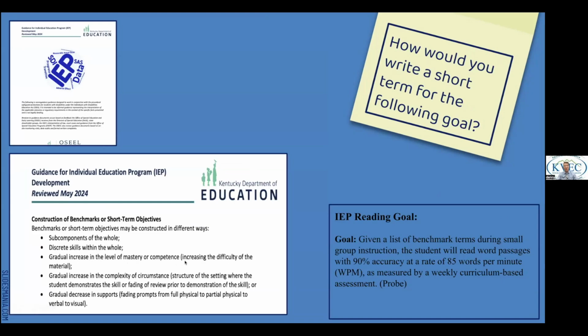And going back to subcomponents of the whole, discrete skills within the whole, gradual increase in the level of mastery or competence, gradual increase in the complexity of the circumstance. So you really need to think about getting away from just stair-stepping those percentages and thinking about what are the discrete skills, what are the smaller skills that are going to impact the overall goal. It's going to be your broad yearly goal. And so that's certainly something to think about.